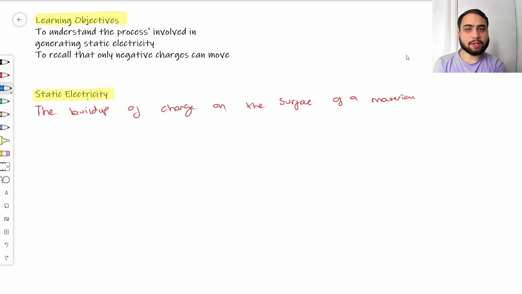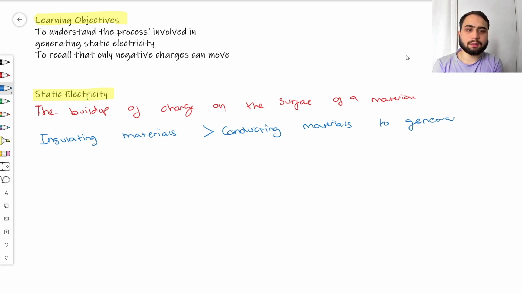Now, there is something that you have to notice about this. Insulating materials are far better than conducting materials to generate static electricity. Now, why is this?